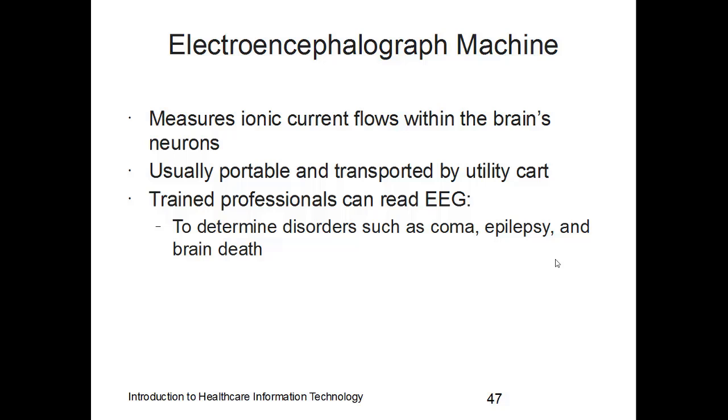Next machine we'll talk about, the electroencephalograph machine. This is the machine that will help measure ionic current flows within the brain's neurons. This will measure the electrical activity within the brain. This can also be wheeled from room to room by a utility cart.